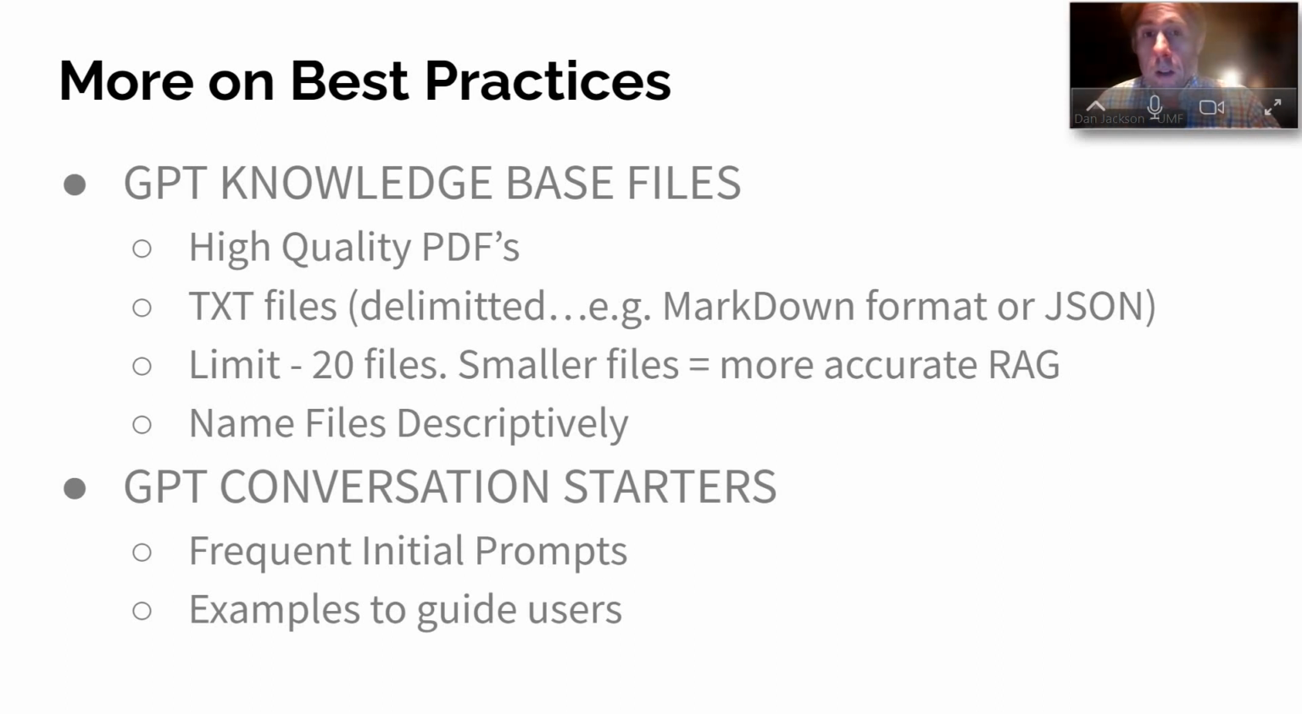There's a limit to how many files you can upload to these custom GPTs. It's 20 files. And I found that if you have a large, say, PDF file, like 800 pages or something, like a textbook, breaking that into smaller chunks makes for a more accurate retrieval augmented generation. And naming the files descriptively helps a lot too. So rather than saying like file 1, file 2, file 3, say chapter 1 textbook name, chapter 2 textbook name. That way when the AI is going and looking for information, it knows where to find it in its knowledge base.